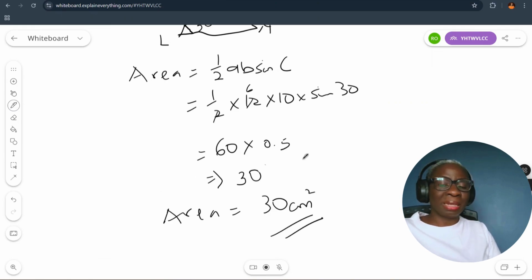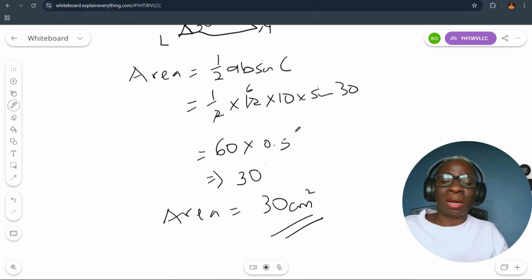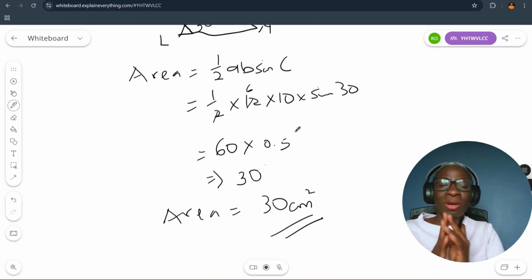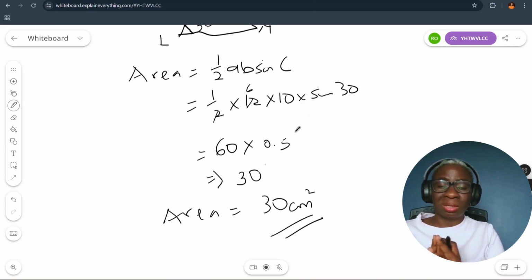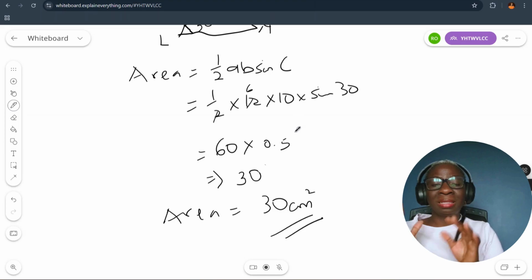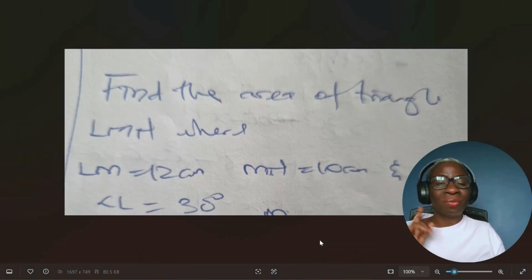Don't make a mistake by saying 30 degrees. It is not an angle we are calculating. We are calculating the area. So when you are leaving your answer, leave it with the right unit. Use the correct unit for your answer. So that will be 30 centimeter square. And that is how to solve this type of question.